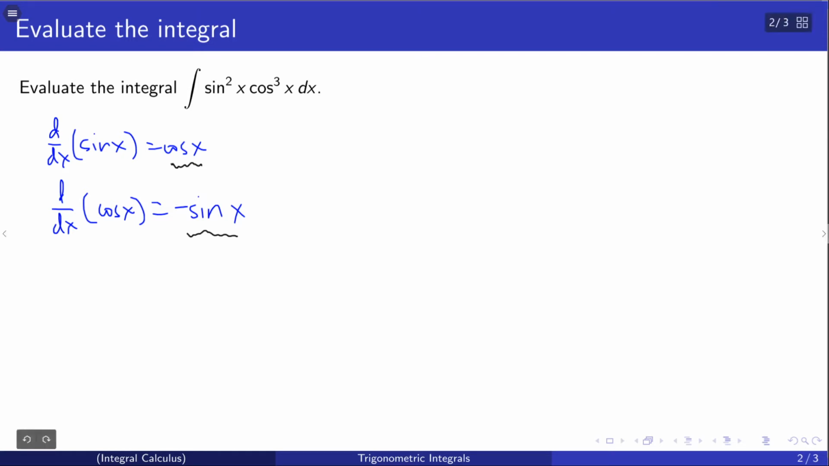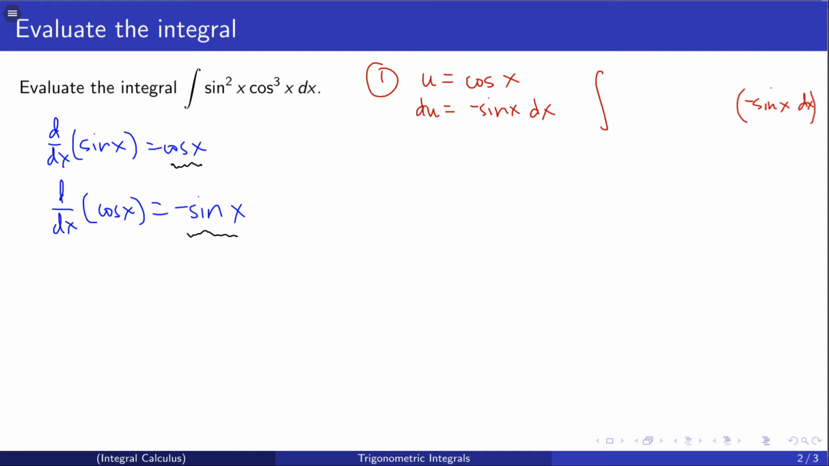All right, so first, let's try making the substitution u equals cosine x. Right? I mean, we only really have like two options here that are obvious, sine or cosine. So let's try cosine. This gives us du equals minus sine x dx. And what happens here is I can rewrite my integral in the following manner. Right, so I need this minus sine x term to appear together with the dx at the end here. Okay, so what's left? I'm left with a negative sine x and a cosine cubed.